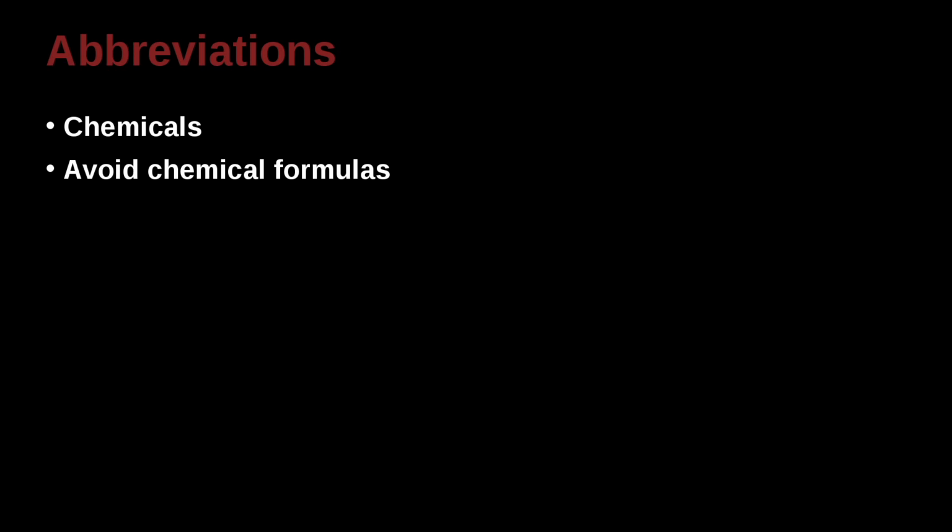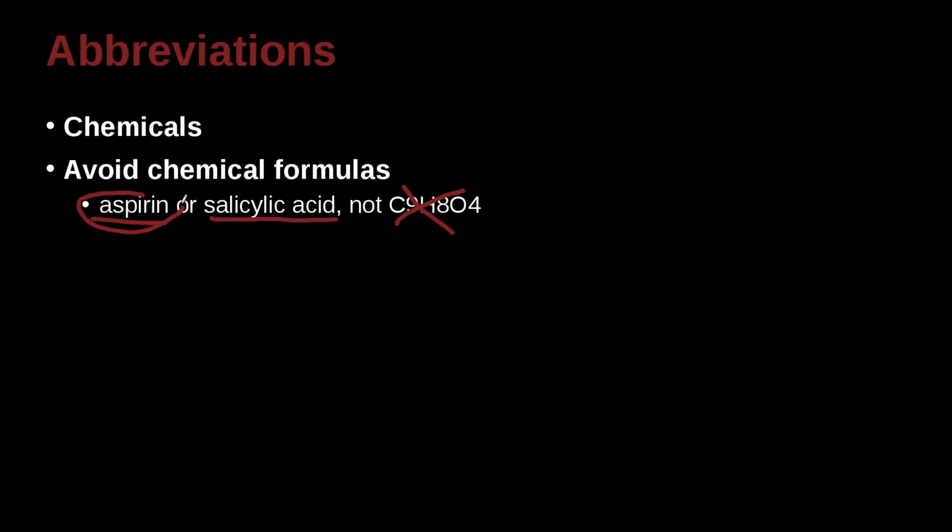Here are some more abbreviations, such as in chemicals. Avoid chemical formulas such as these: use aspirin or salicylic acid, not C9H8O4. Is that O4? It must be O4, right? So in other words, avoid the formula. This is not good, but this is good, and this is good. And actually, I guess aspirin would be the better one, because it's straightforward and easy for anyone to understand.